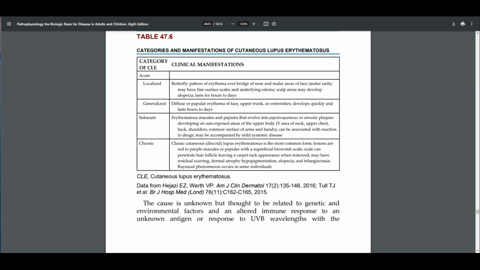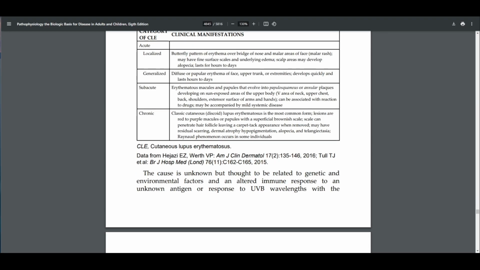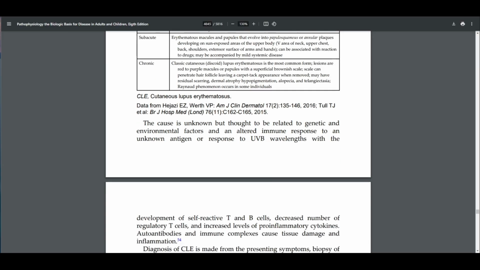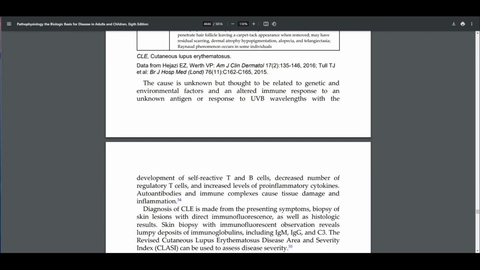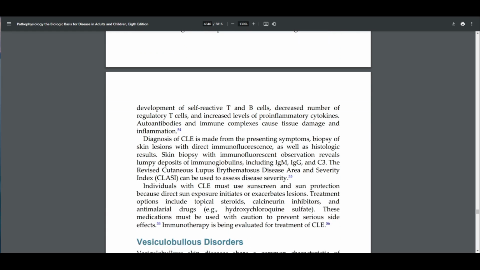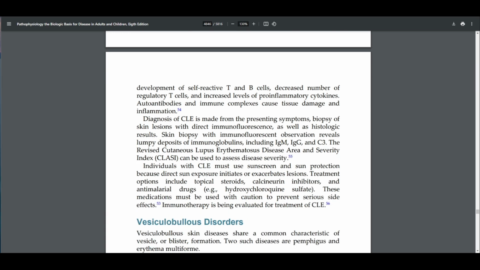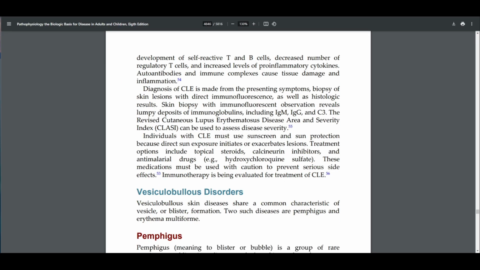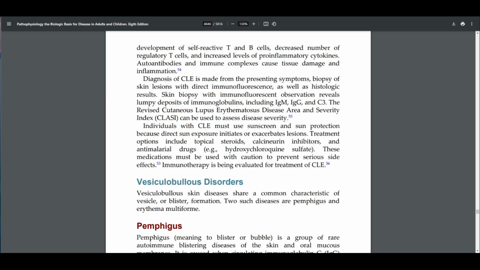The cause is unknown, but thought to be related to genetic and environmental factors, and an altered immune response to an unknown antigen or response to UVB wavelengths, with development of self-reactive T and B cells, decreased number of regulatory T cells, and increased levels of pro-inflammatory cytokines. Autoantibodies and immune complexes cause tissue damage and inflammation.